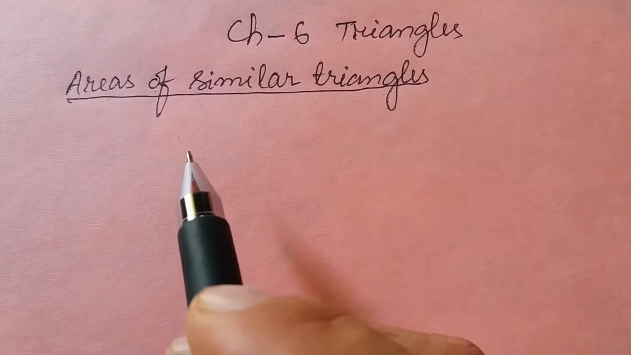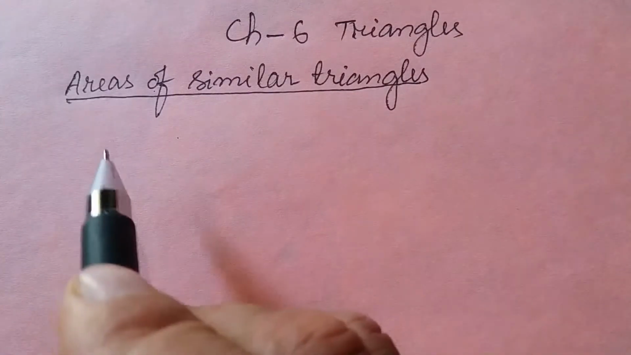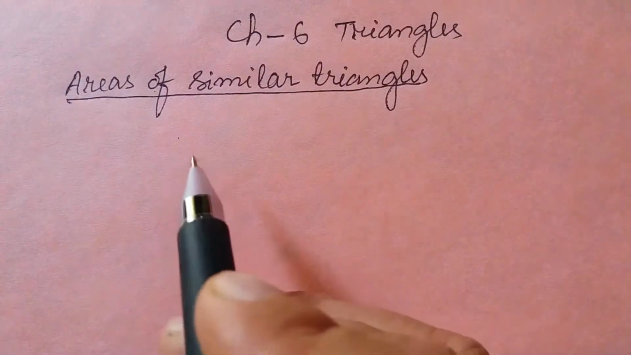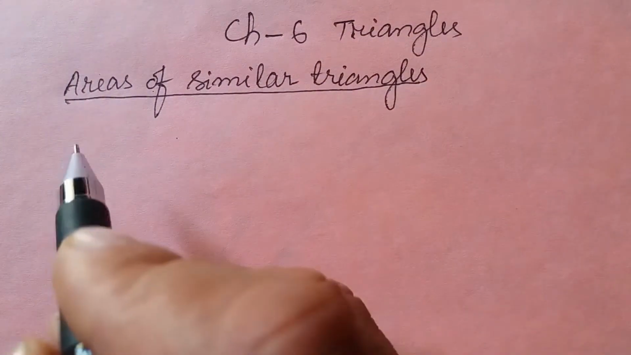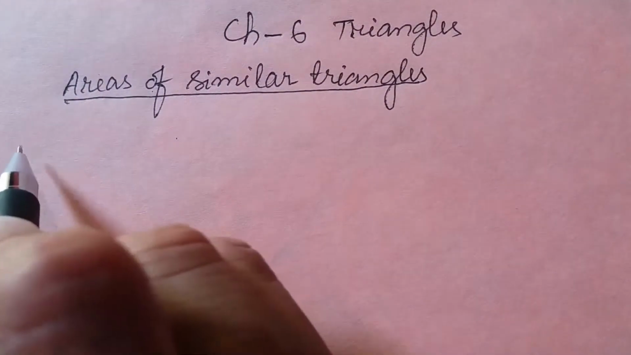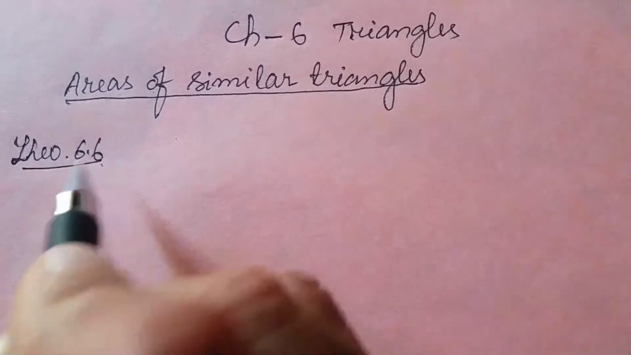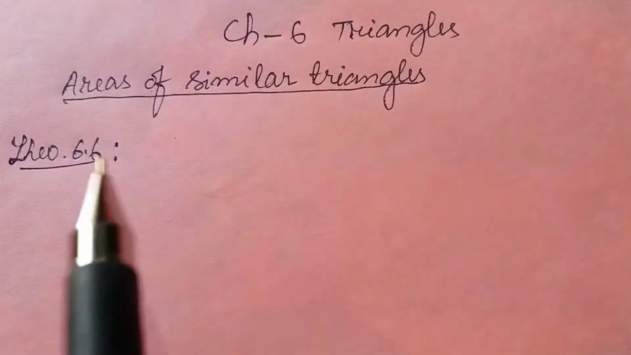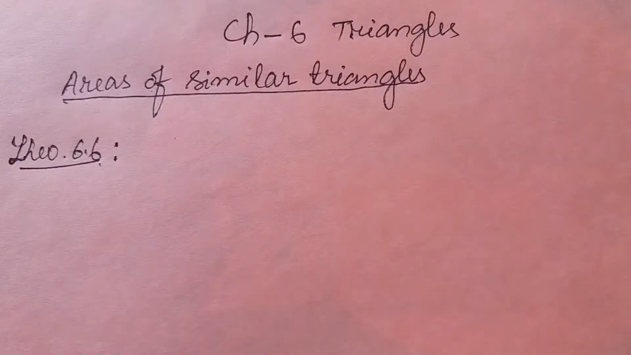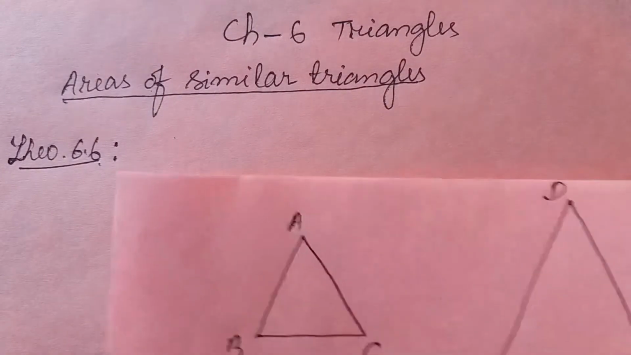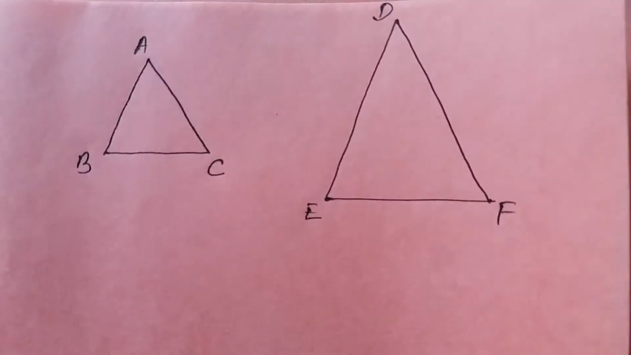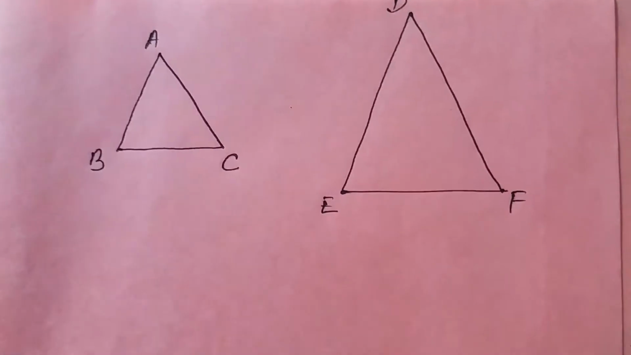Hello class 10. Today in this video we will see the relationship between the areas of similar triangles and the corresponding sides. Now we have Theorem 6.6 in the NCERT textbook. This theorem says the ratio of the areas of two similar triangles is equal to the square of the ratio of the corresponding sides. So let's see what that means.